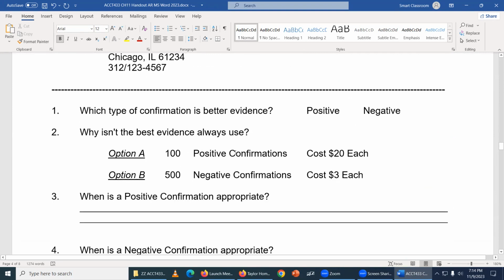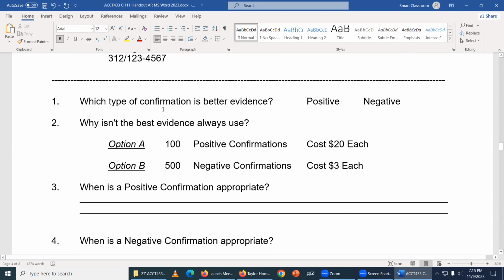We just talked about this. Which type of confirmation is better evidence? The positive one. Yep. Positive is better. We get them all back, and if they threw it in the garbage can, or they didn't get it, or whatever, we follow up on it.